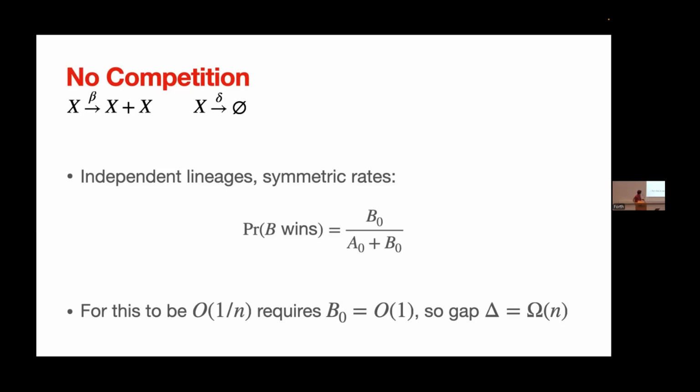Right. So I hope with this I convinced you that if there's no interaction, or at least no direct competition, then the probability of B winning is just its initial proportion. But what it means is, for our purposes, we wanted the majority to win with high probability. For B0 over A0 plus B0 to be 1 over n, B0 would need to be constant. That in particular means that the initial gap now needs to be linear.